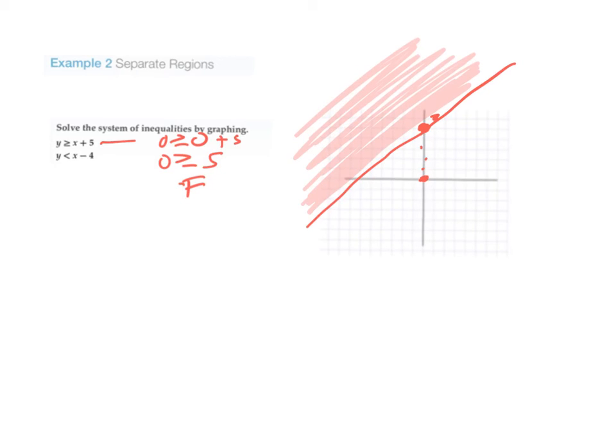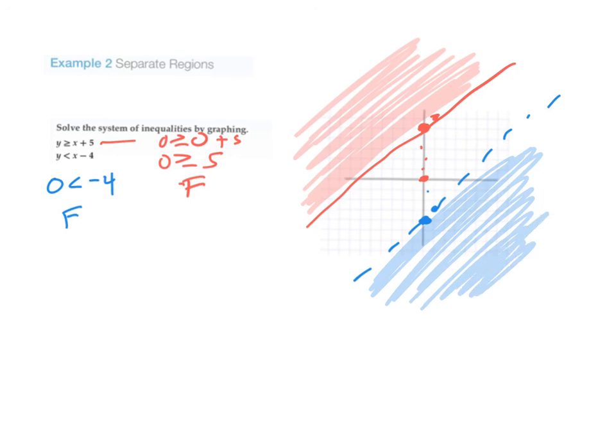So now I'm going to do the other graph. I go to -4, 1, 2, 3, 4. And I have a slope of 1, so I go up 1, right 1, and it's a dotted line because there's no line underneath. And in this case, I want to put 0 in, so 0 less than -4. And that happens to be false also. So my shading part needs to be away from 0. So I'm going to go away from 0.